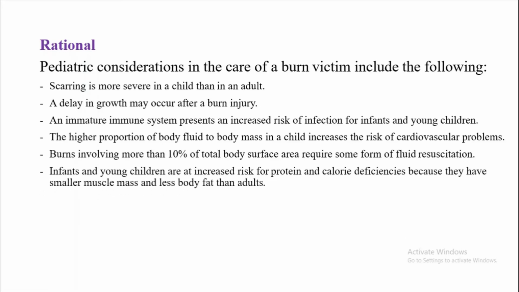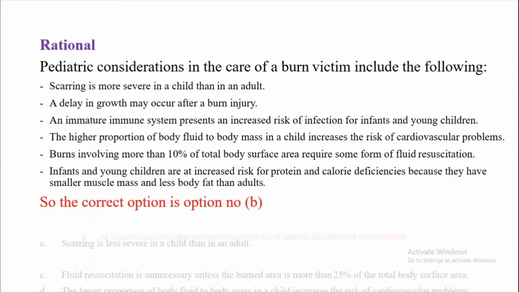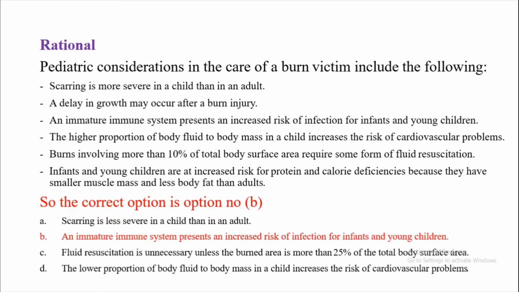Number 6, infants and young children are at increased risk for protein and calorie deficiencies because they have smaller muscle mass and less body fat than adults. So the correct option is option number B. An immature immune system presents an increased risk of infection for infants and young children.